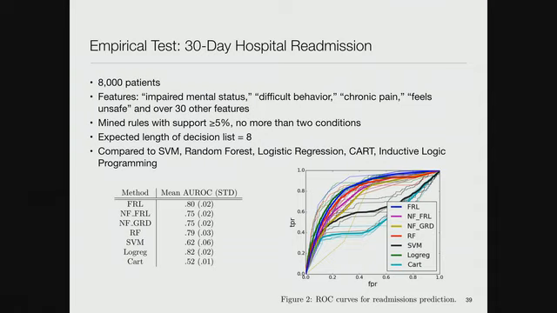But what's interesting is that on a 30-day hospital readmission data set with about 8,000 patients, they used about 34 features like impaired mental status, difficult behavior, chronic pain, feels unsafe, et cetera. They mined rules or clauses with support more than 5% of the database and no more than 2 conditions. They set the expected length of the decision list to be 8 clauses, and then they compared the decision model they got to SVMs, random forest, logistic regression, CART, and an inductive logic programming approach.